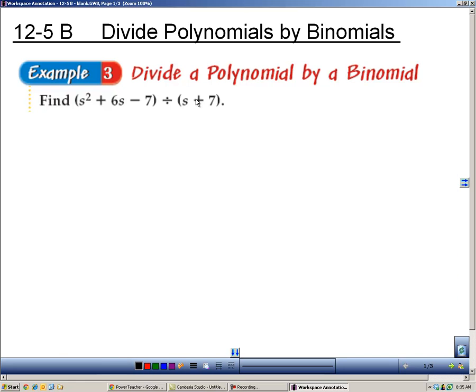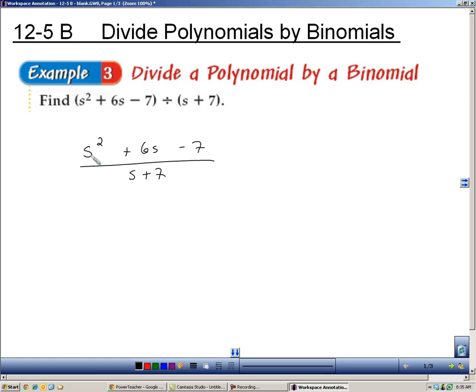Section 12.5b is about dividing polynomials by binomials. So no longer are these monomials. What we want to do is start by rewriting it as a fraction. I think that's easier to look at. This can be fairly complicated unless one of these will factor.